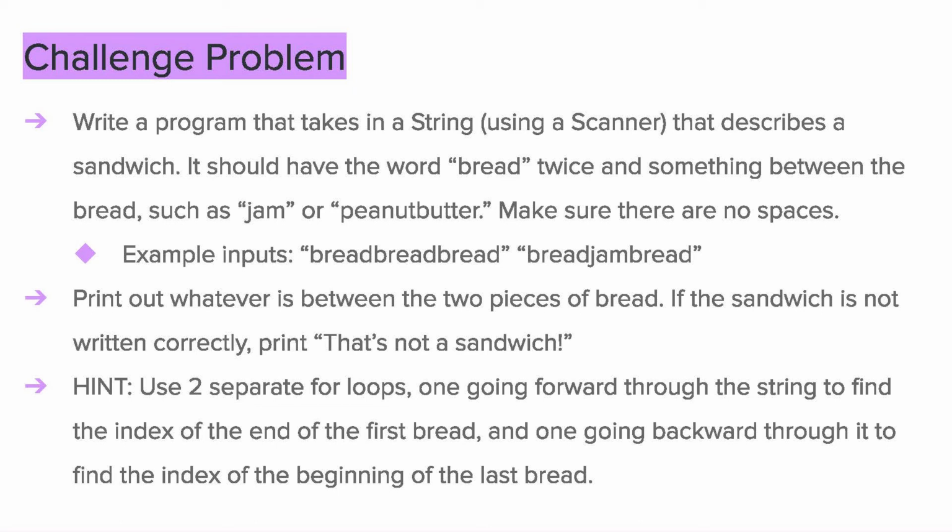Here we have to use 2 for loops, not nested for loops where one is inside another, but 2 for loops, one after the other. One of them should go forward from the beginning of the sandwich string and find the index where the first bread substring ends. The other should go backwards from the end of the sandwich string and find where the last bread substring starts. That allows us to find the beginning and end index of the thing that's in between the 2 pieces of bread. Try pausing here and writing your code.